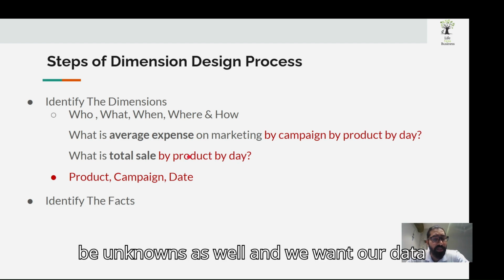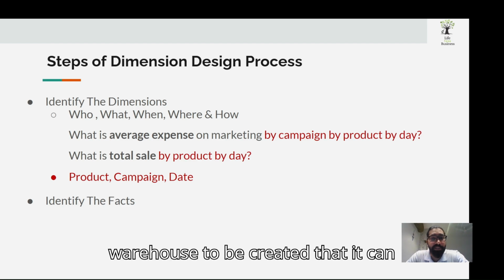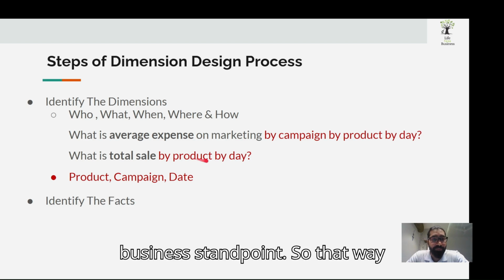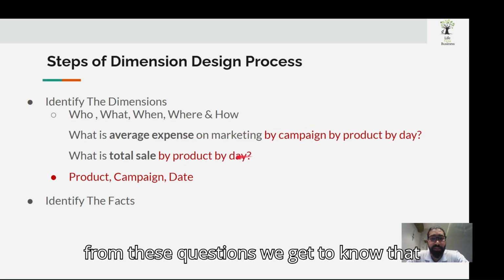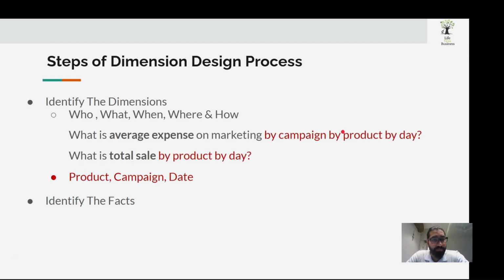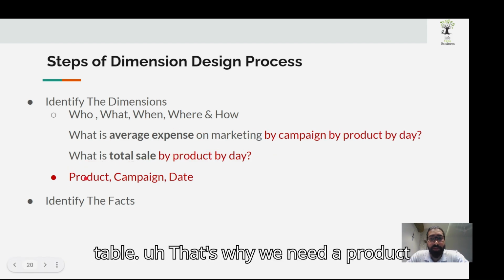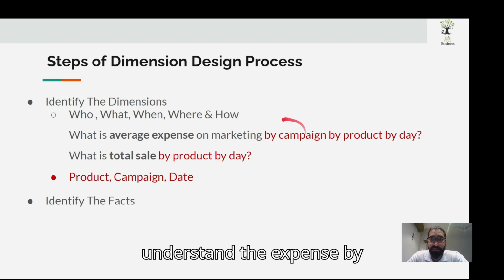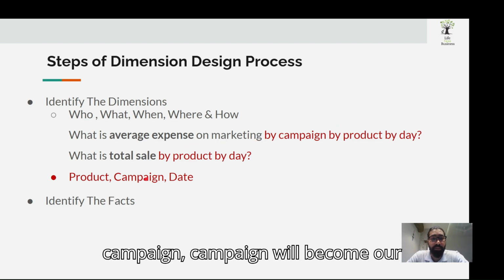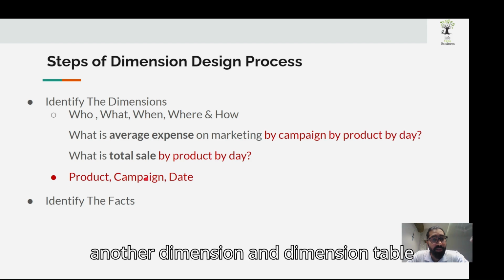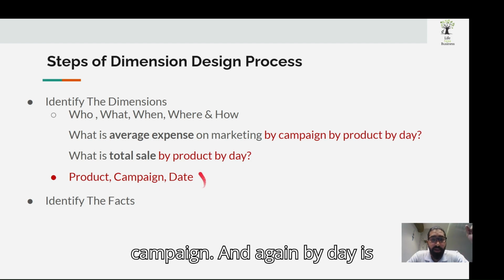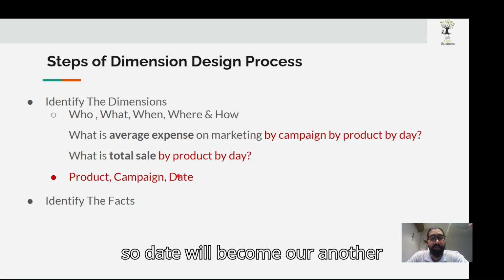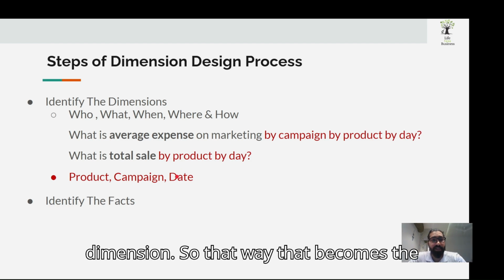There would be unknowns as well, and we want our data warehouse to be created so that it can address a lot of questions from the business standpoint. From these questions, we get to know that product would be one of our dimension tables. That's why we need a product dimension. And since we want to understand the expense by campaign, campaign will become another dimension table that will store the details of the campaign. And again, by day is something we are trying to address, so date will become another dimension. That becomes the process.